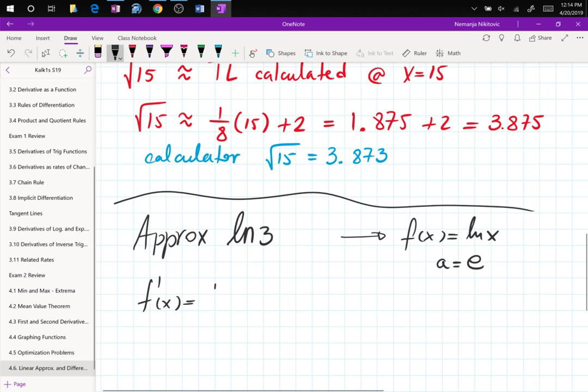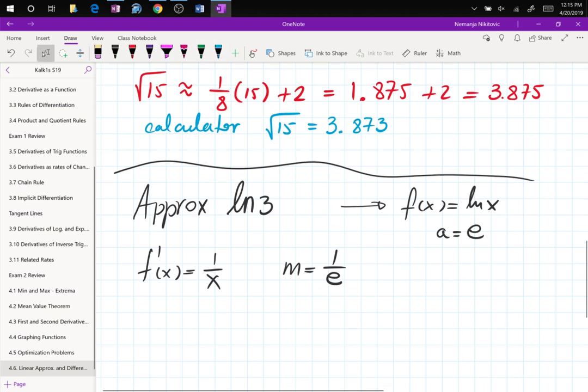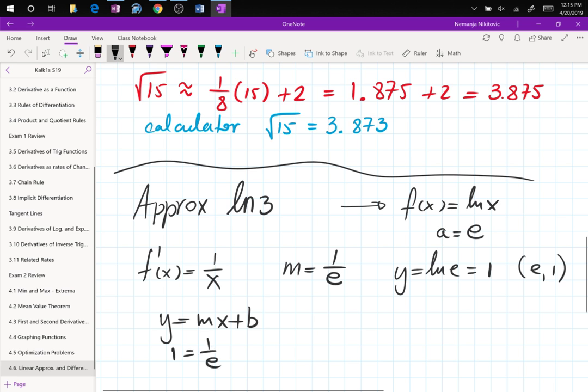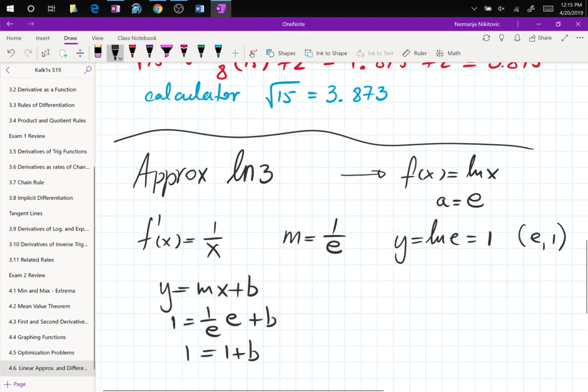f'(x) is equal to 1 over x. Therefore, the slope is 1 over e. Now, the y value is ln e, which is 1. So we have (e, 1) as a point. y equals mx plus b. y is 1, m is 1 over e, x is e, plus b. So we have 1 equals 1 plus b. b equals 0. So the tangent line is y equals 1 over e times x.